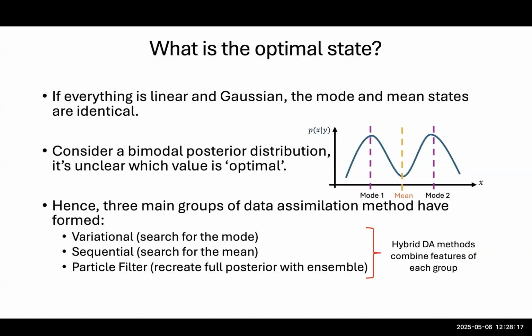And so there are three main groups of data assimilation. We have variational methods, which search for the mode; sequential methods, which search for the mean; and then particle filters, which aim to recreate the full posterior distribution with an ensemble. And then there are hybrid methods, which combine different features from each group.